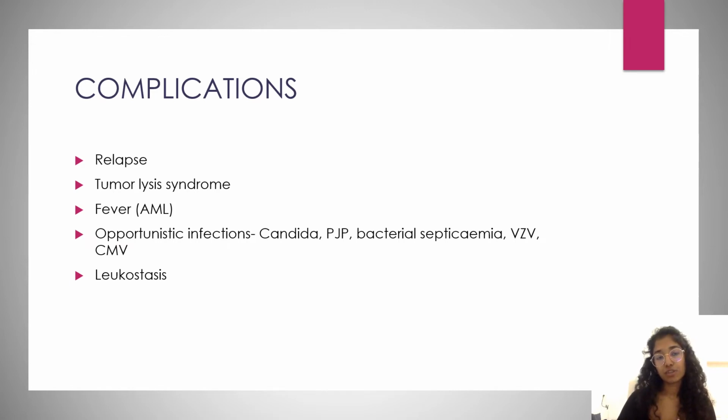You can also have leukostasis. Leukostasis is basically a large amount of white blood cells present in peripheral blood, which will lead to an increase in the blood viscosity, therefore leading to problems with circulation of the blood. So that's leukostasis.